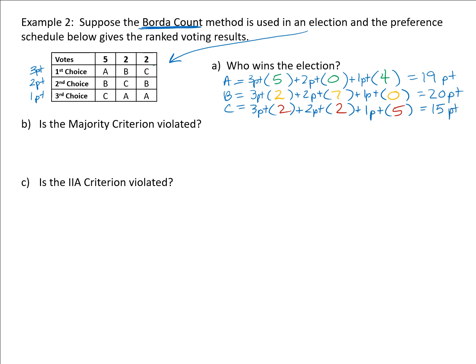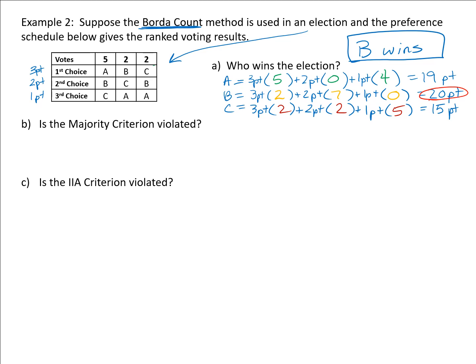All right, the highest points wins for the candidate, and the highest points here would be the 20 points, so candidate B is the winner. So B wins with Borda count. So we're going to look at the winner being B in terms of these fairness criteria.